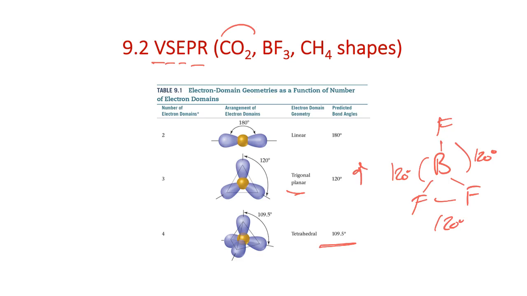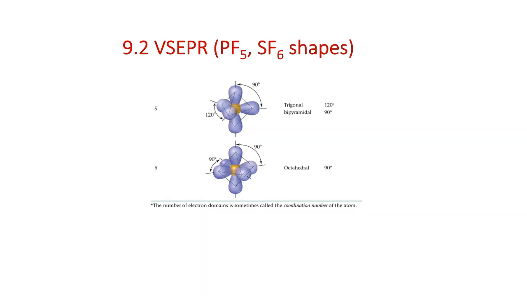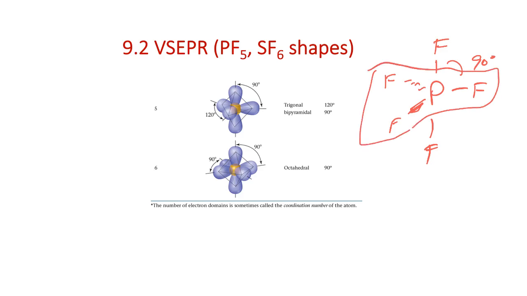And so we'll see anything with 3 domains, whether bonding or non-bonding, will fit into the trigonal planar geometry. If we have 4 total domains, it'll fit into the electron domain geometry of tetrahedral. If we have 5 or 6 domains, 5 domains fits into trigonal bipyramidal, so that'd be something like PF5. So PF5 would have 2 fluorines connected on an axis, another fluorine 90 degrees relative to those, and then the other fluorines on a trigonal plane with that central fluorine. So these are perfectly 120 degrees in the same plane as that phosphorus atom.